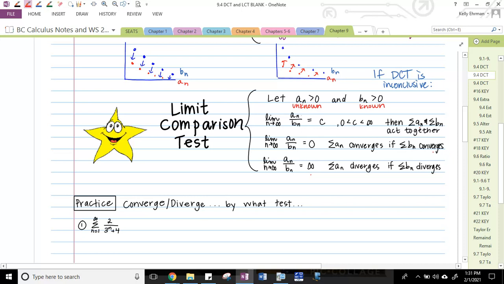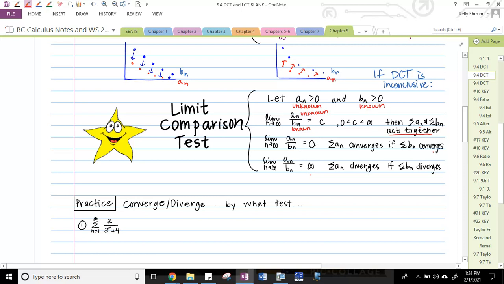So remember, we did this in Chapter 8. We take the limit as n approaches infinity of our unknown divided by our known. This usually gets us to a horizontal asymptote situation. If you get a number, some number between 0 and infinity, then the two series act together. They both diverge or they both converge.